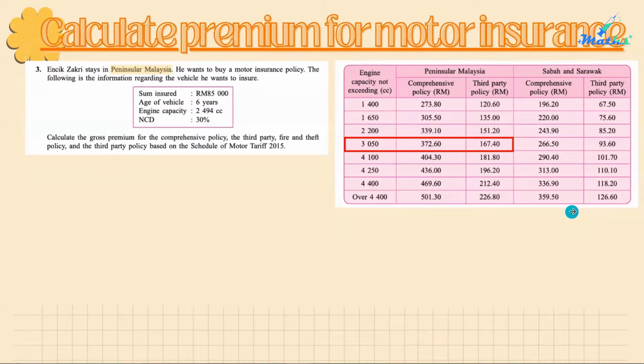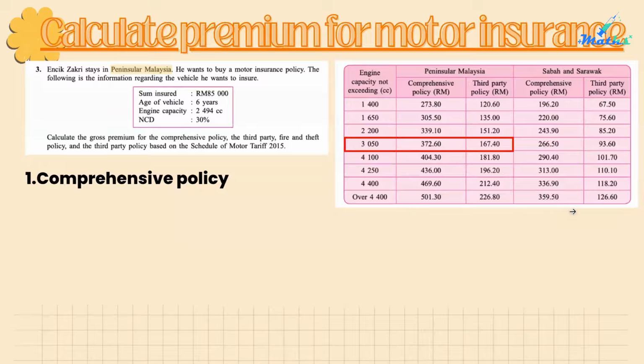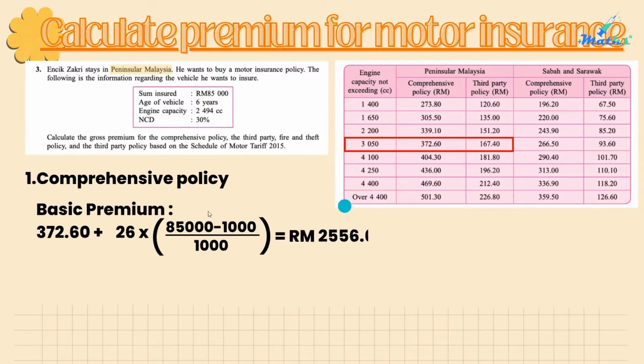So let's calculate. First we will calculate the comprehensive policy. For the basic premium, we'll use the rate from here, which is 372.6 plus the 26, which is the WS rate, and we times it with the 85,000 minus the first 1,000, and divide by 1,000, and this will be the basic premium. Next, we will calculate the NCD.